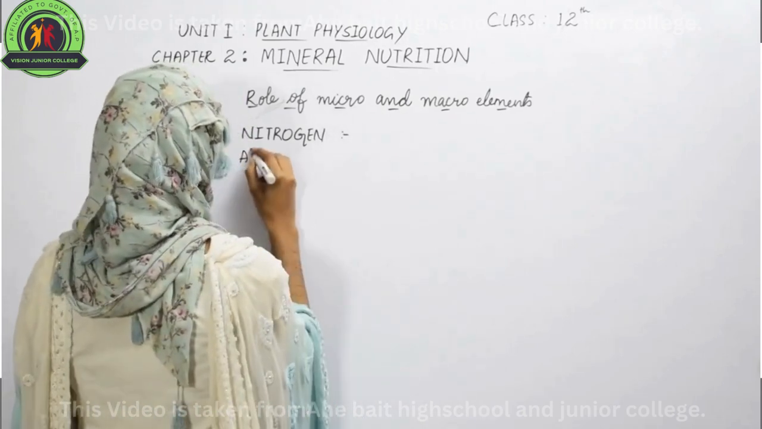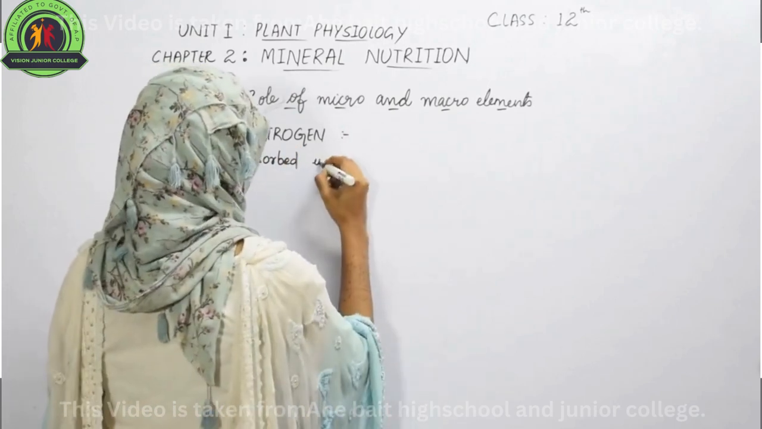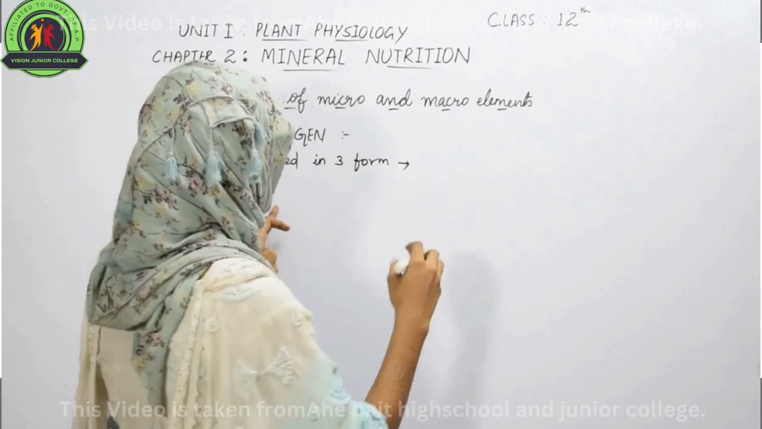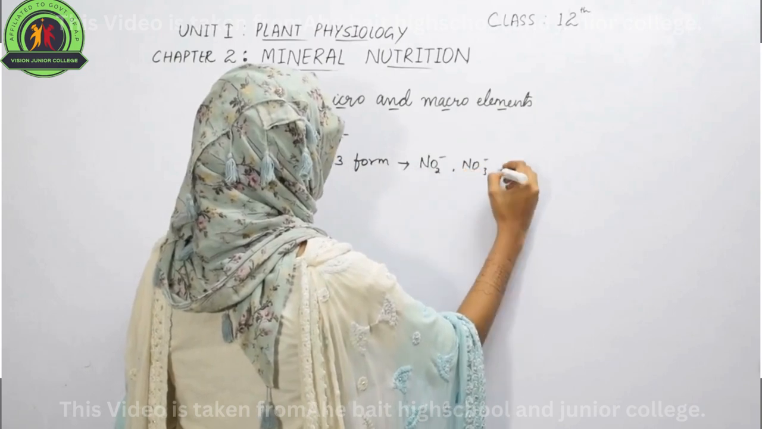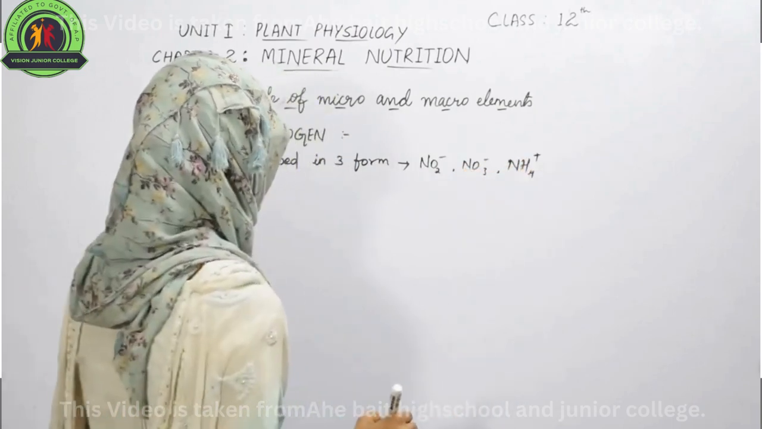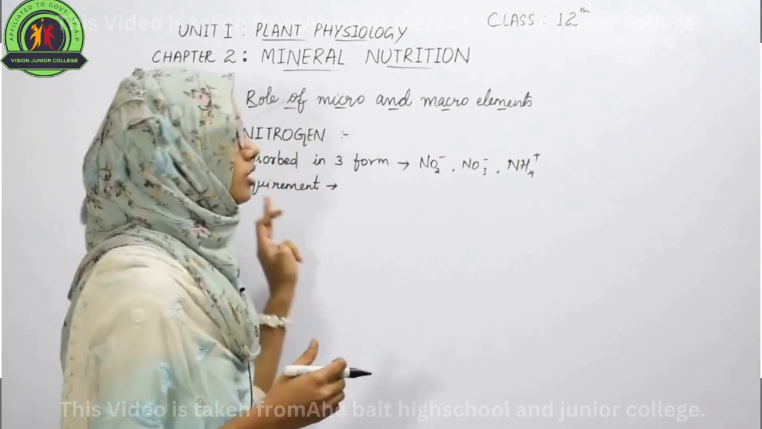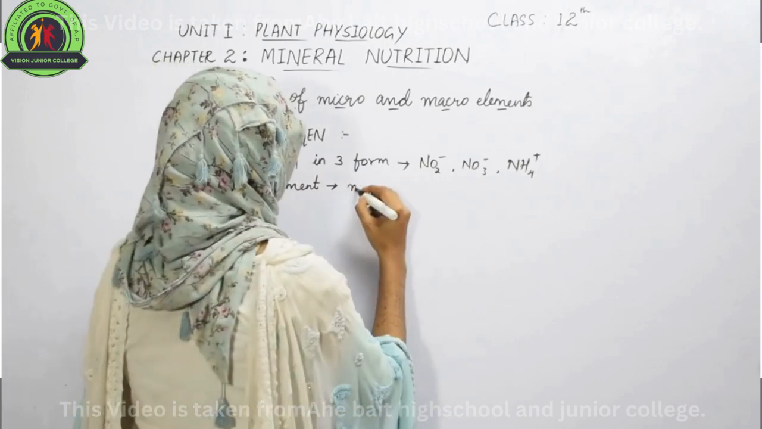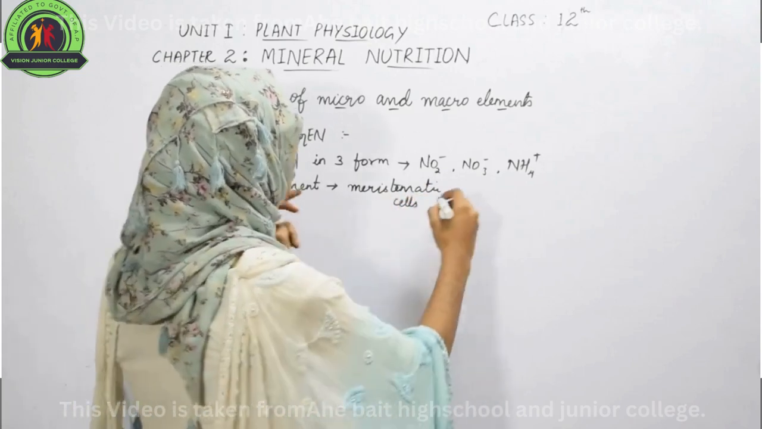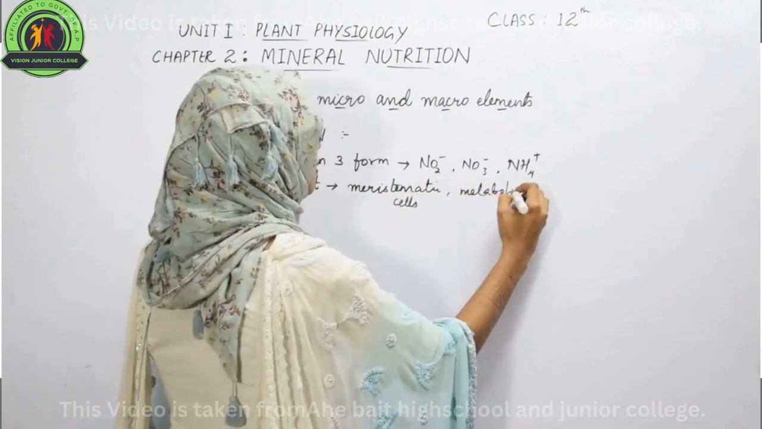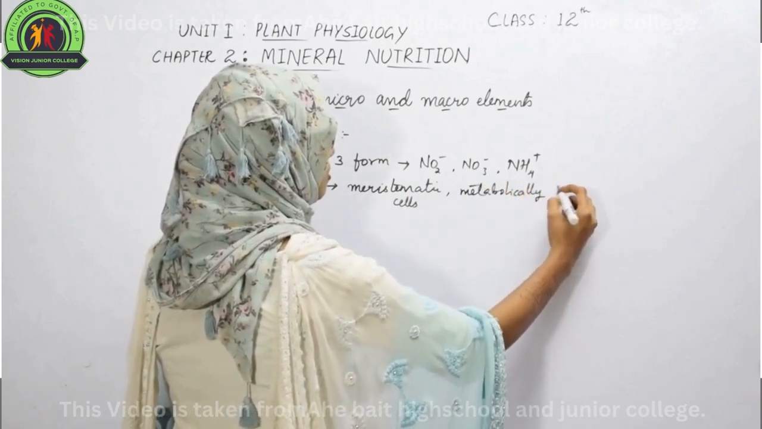So the first is absorption. Nitrogen is the macro element which is absorbed in three different forms: either as nitrates, nitrites, or as ammonium salts. The next is requirement: where this element is required. Nitrogen is required in meristematic cells. Meristematic cells are continuously dividing cells, and also in the metabolically active cells which participate in carrying out the metabolic activities, or in the process of metabolism.